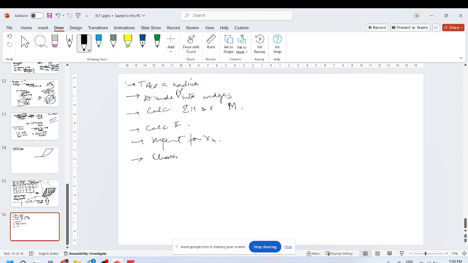Choose the R minimum, FOS minimum, as the critical failure surface. But now the question arises how I will decide on how to take this R.